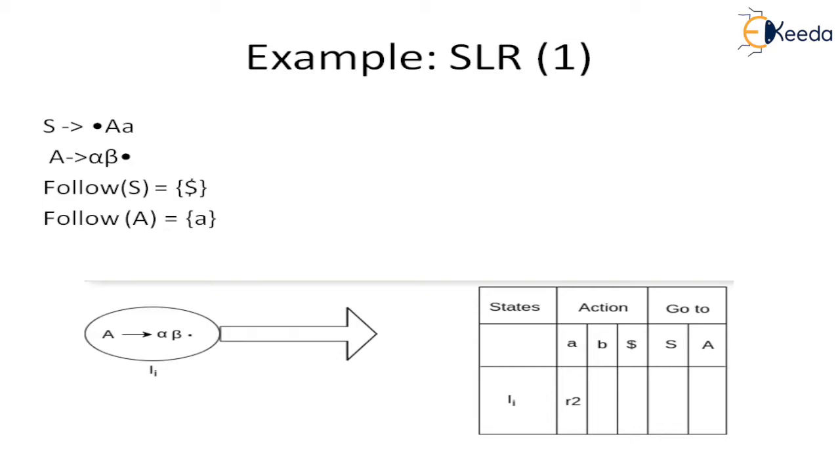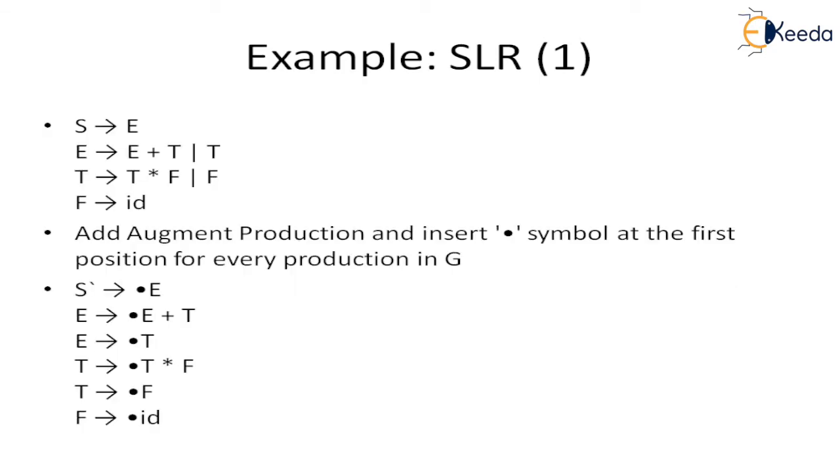For example, the SLR parser contains the following grammar, in which capital S is the starting symbol with a dot, non-terminal A with a terminal a, and capital A is represented by alpha beta dot. In this we can follow S by the dollar sign and follow A by the small a sign. The table generated for the SLR parser is as shown in the diagram, which contains only one state, Ii, and the actions are small a, small b and dollar. R2 is also one type of action, which goes to the starting symbol and the non-terminal A.